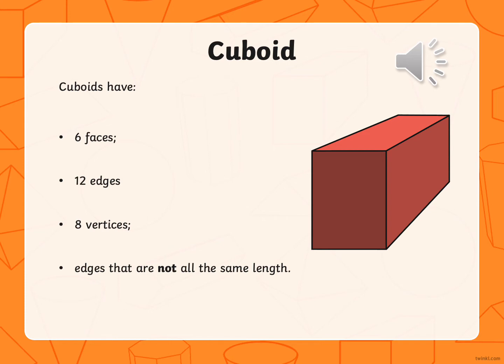A cuboid. A cuboid has 6 faces, like a cube. However, the shapes are different. Okay, we've got 2 square faces at either end and then 4 rectangular faces in through the middle of the cuboid. It has 12 edges, 8 vertices, and not all edges are the same length.